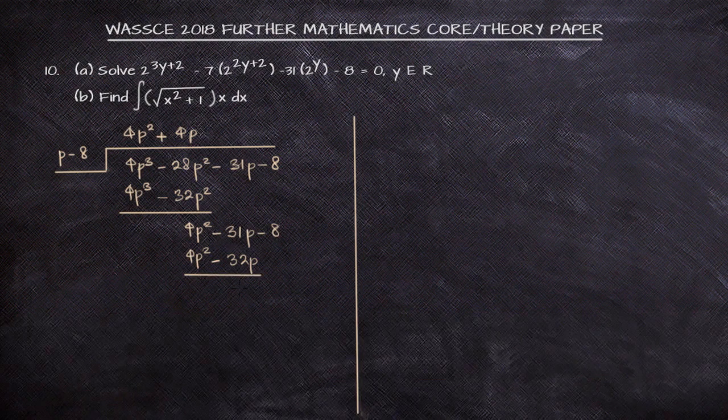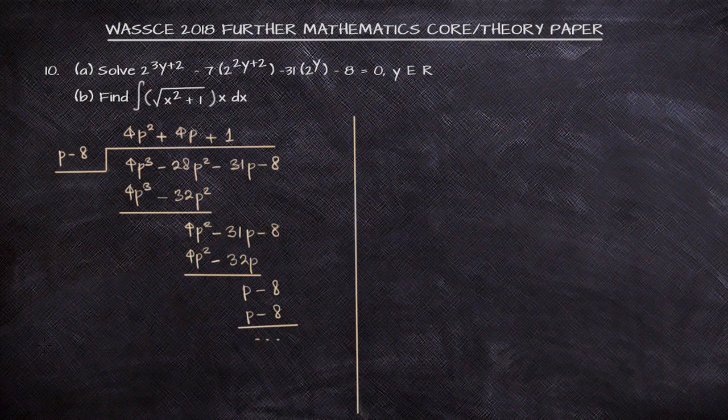That will be minus 31p plus 32p, which is p. Then we'll bring minus 8 down. Of course, this is p minus 8 in p minus 8 is 1. And there is no remainder for our division. Meaning that 4p squared plus 4p plus 1 constitutes the other factors of the polynomial that we are looking for.